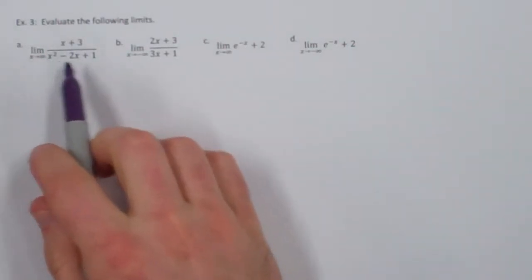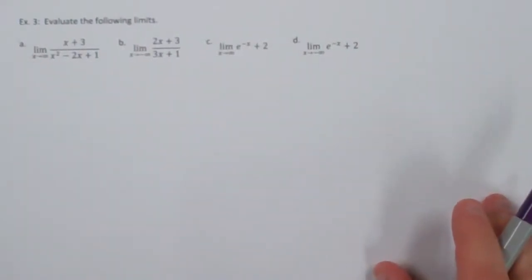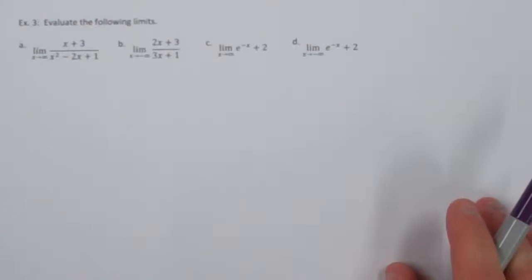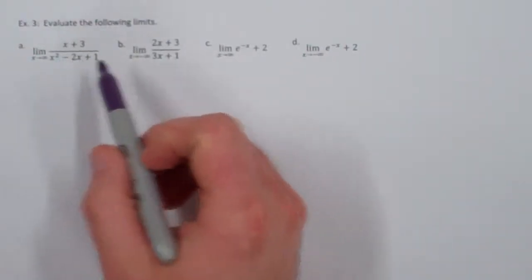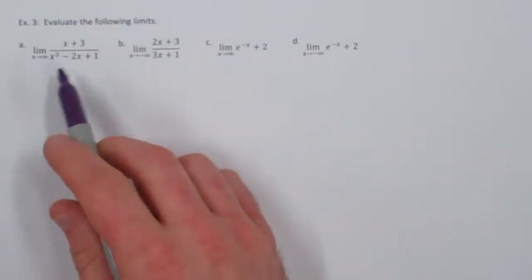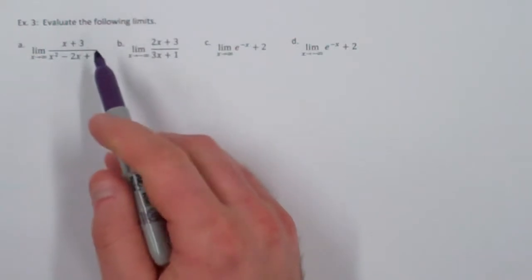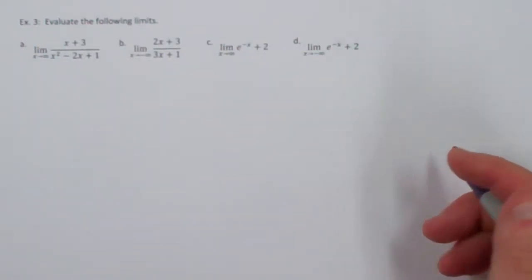We have a few limits here to evaluate in example 3, and I'm just looking at those values here. We've got either infinity or negative infinity to evaluate. So let's take a look and see what happens with the end behavior of these things. That's really just the horizontal asymptote as well.